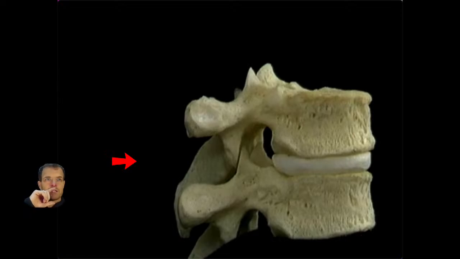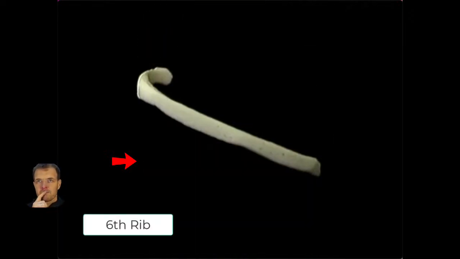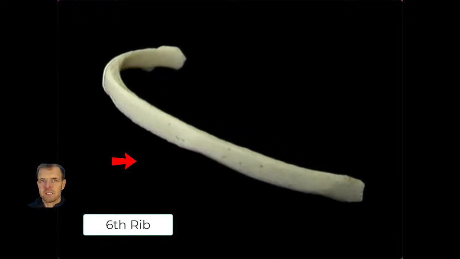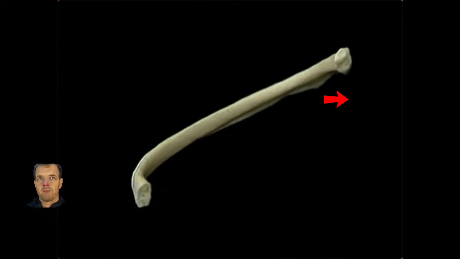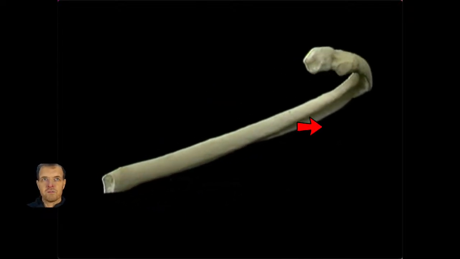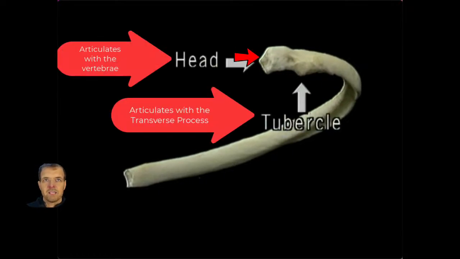Okay, cool. Right, I just want to show you this as well. This is a bit of an introduction to the ribs. This is a 6th rib. You can see how curved it is, and then it's got this gully underneath it here as well. We'll talk about that later. So there's the head just there.